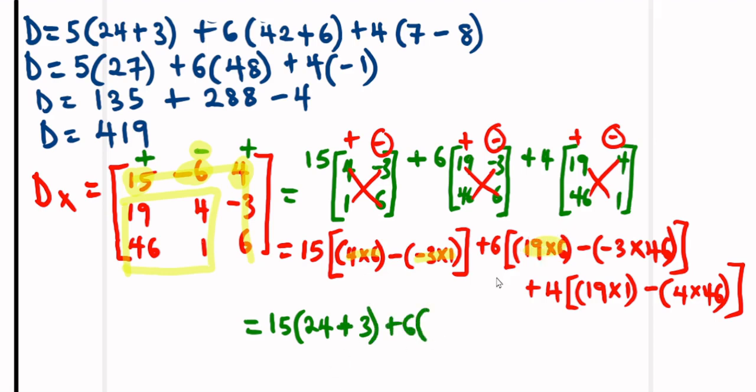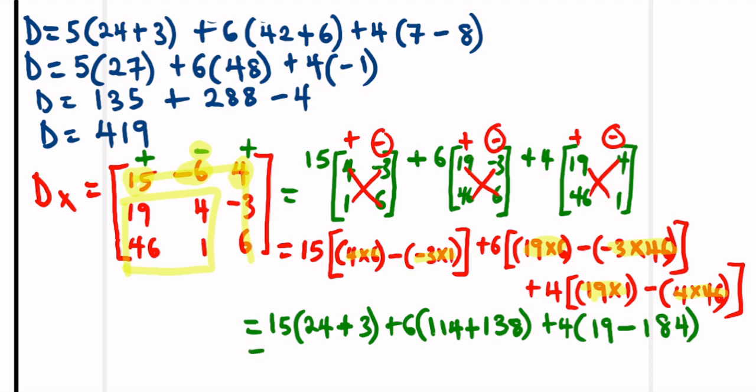What we'll have here is 19 times 6. 19 times 6 gives us 114. And then we'll have our minus. Then the next thing there is minus 3 times 46, which gives us minus 138. But because we already have a minus here, minus times minus gives us plus 138. Then we'll have plus 4, which is the third element. 19 times 1 is 19. Then minus 4 times 46 is minus 184.